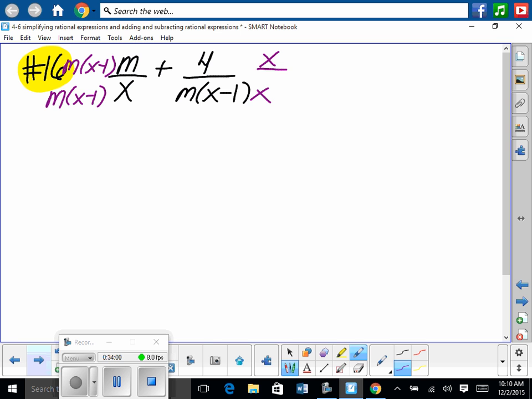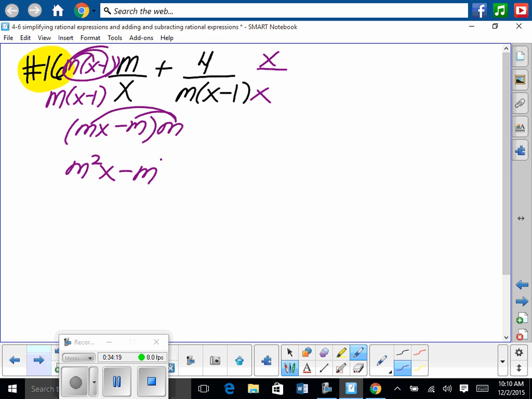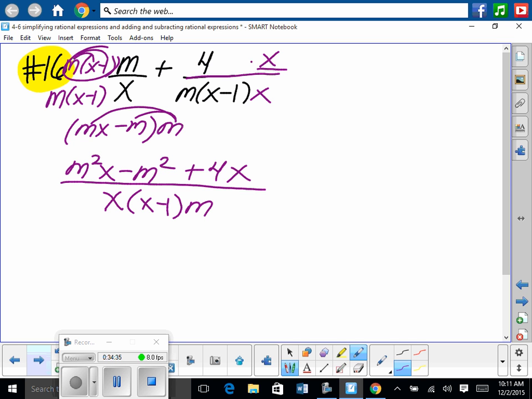Okay, so now on top, you can distribute this through a few different ways. n times x, n times negative 1. So we have nx minus n, and we're multiplying that all by n. So n times nx is n squared x, n times negative n is negative n squared. And then we're going to distribute this piece, x times 4 is plus 4x, all over the common denominator of x, x minus 1, and n. That's all. That's it.